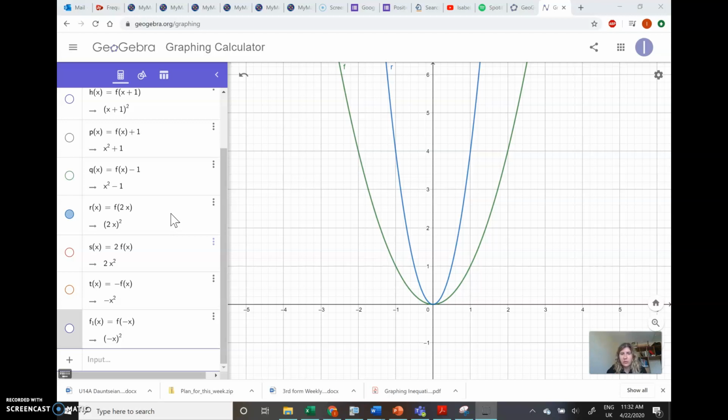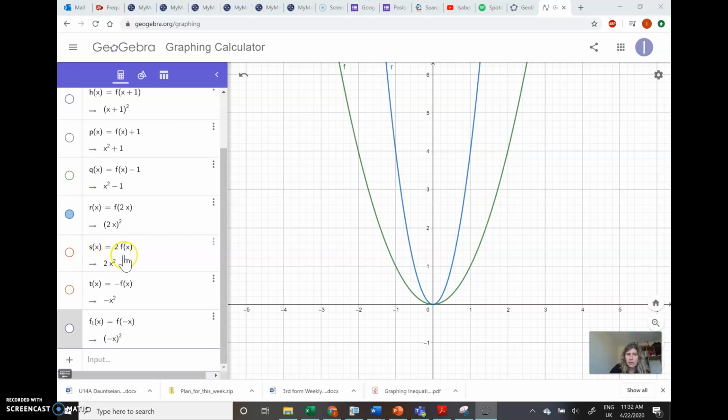We can see here on the green function that originally when x is equal to -1, y is equal to 1. Now on the blue one, when x is equal to -1, y is equal to 4. So you've quadrupled what y is for every x, and that creates a stretch and makes it skinnier.